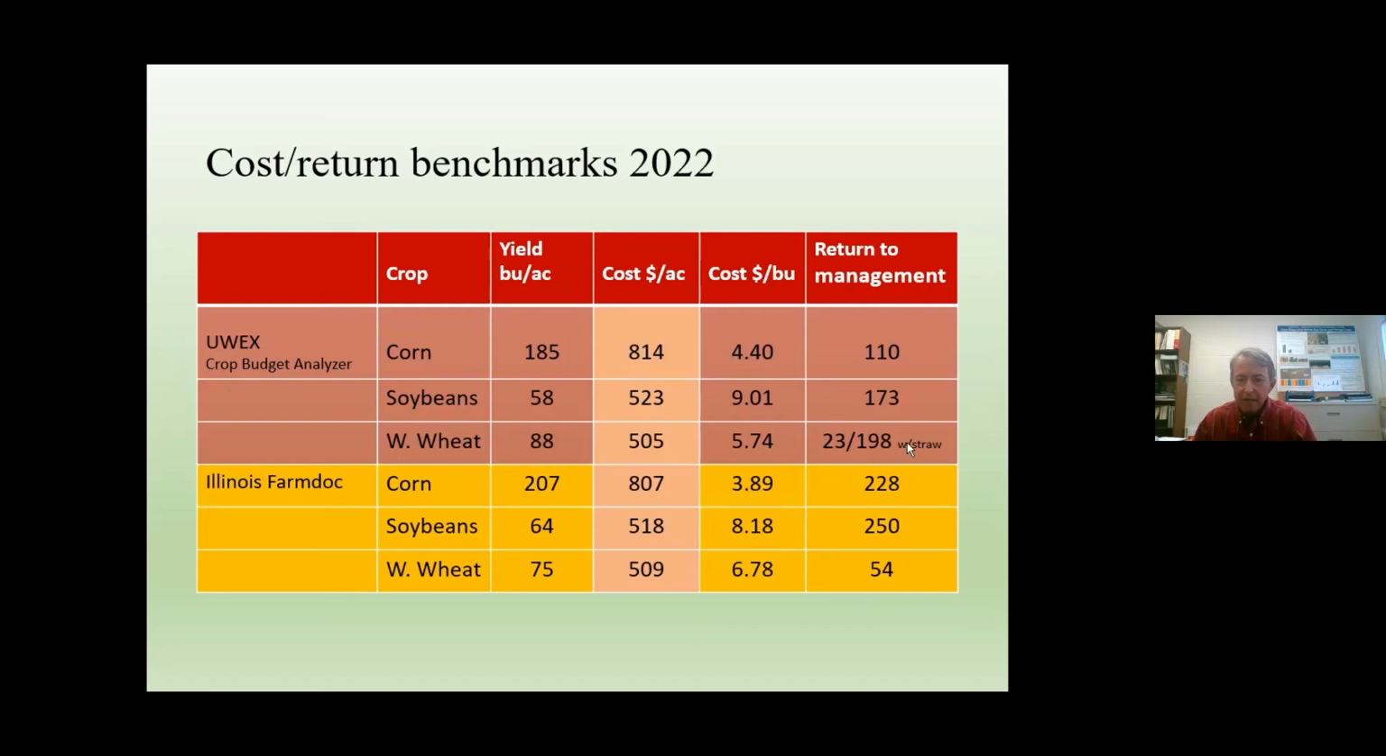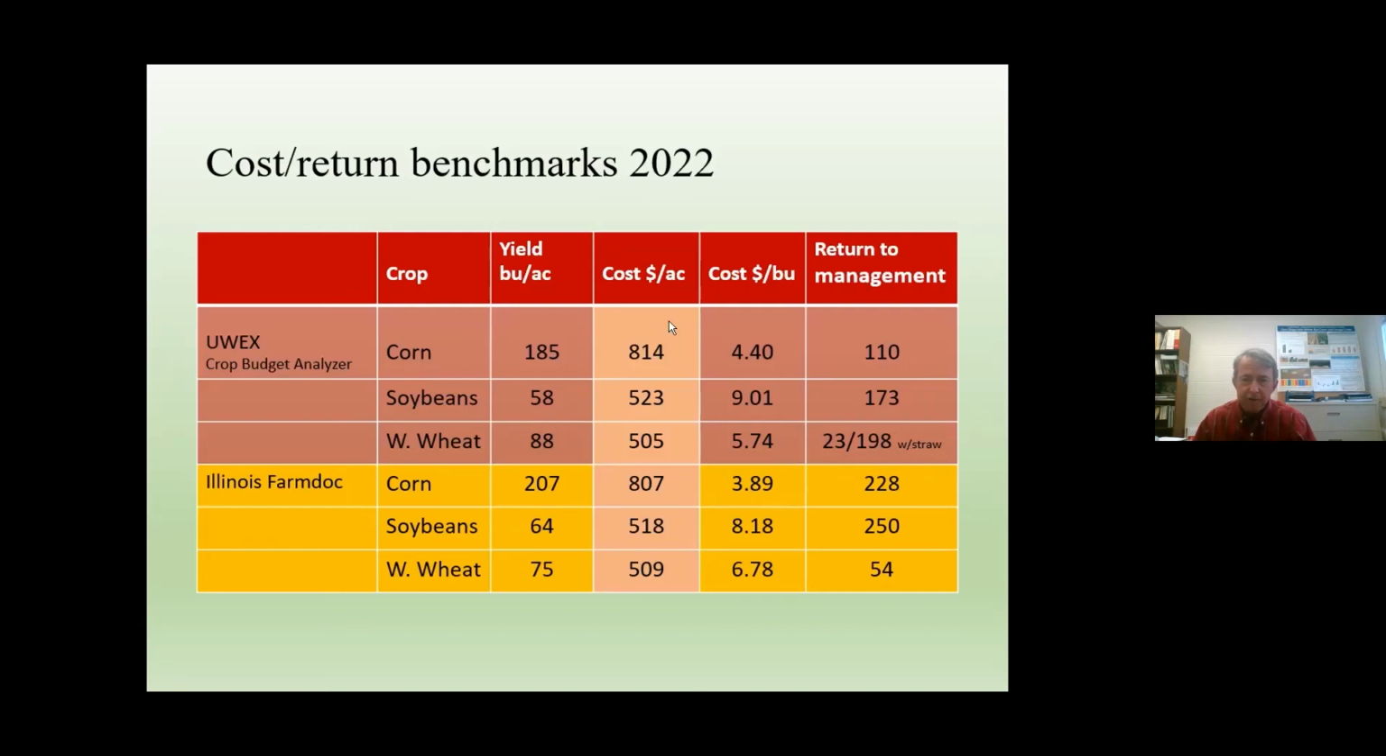And then about 574 on wheat. I used a price of $6 to come up with my return to management. And there it depends on only a $23 per acre return to management from just the grain at a yield level of 88 bushels per acre. I was a little surprised at that with a $6 wheat price. But when you add in the straw, my assumptions there actually make the wheat look the best of the three.